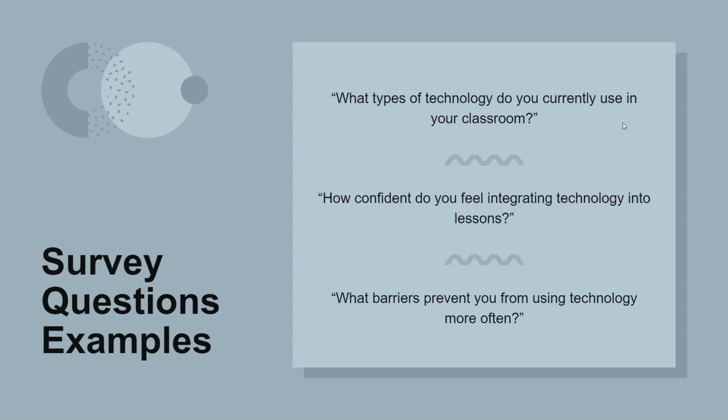First, what types of technology do you currently use in your classroom helps establish a baseline. It allows me to see what tools are already being implemented, which can help highlight both common practices and underused resources. This allows me to tailor training to build on what teachers are already familiar with. Next, how confident do you feel in integrating technology into lessons? Directly addresses teacher readiness. It helps me understand not just what teachers know, but how they feel about applying the knowledge. A teacher may have access to a tool, but still lack confidence in using it effectively. This question identifies those opportunities for support.